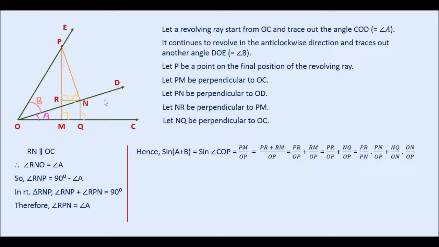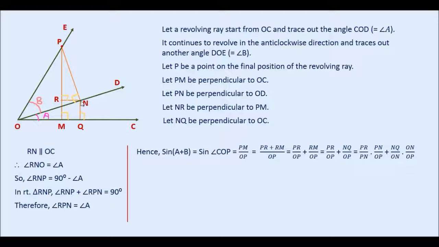PR by OP and RM by OP. Now, we see that RM is not a side of any triangle. So we take NQ, because RNQM is a rectangle. Therefore, RM is equal to NQ, and NQ is the side of this right triangle NOQ. But RM is not a side of any single triangle. Therefore, instead of RM, we take NQ.